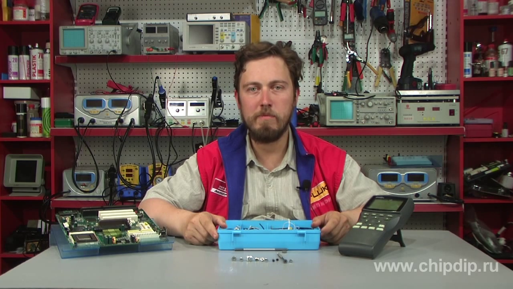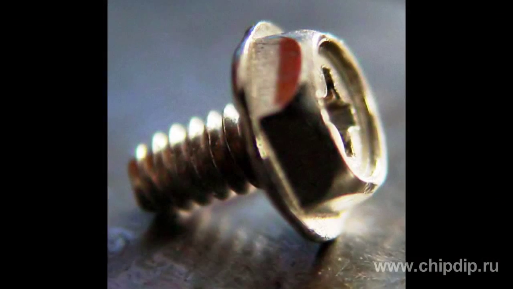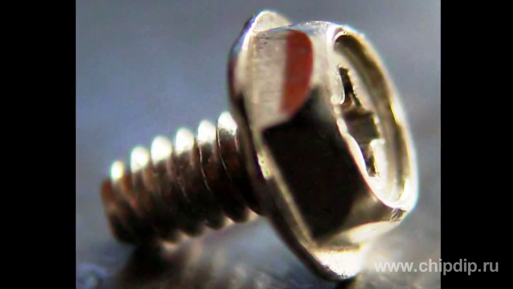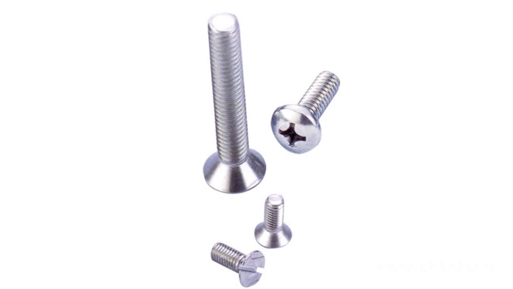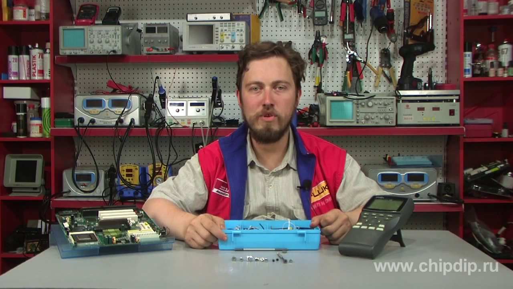For example, I ask you a question: what is the difference between a bolt and a screw? I'm sure most people will reply, well, a bolt has a hexagonal head and a screw is tightened with a screwdriver. You missed your guess. Let's try to sort it out. What's the difference?